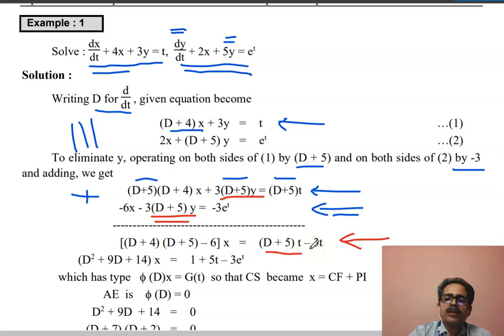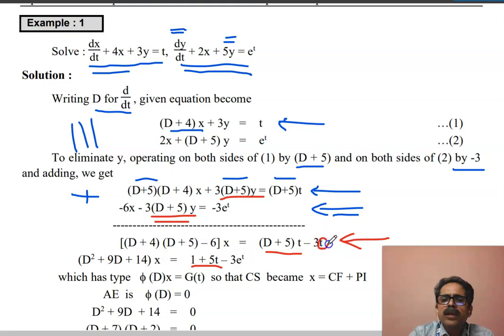So when you take the term wise action, what will happen? First term becomes Dt. Dt means derivative of t with respect to t, that is 1. And second term action means just multiplication, 5 into t. That's why when D plus 5 acts on t, we get 1 plus 5t minus 3 e raised to t. Actually here I should say minus 3 e raised to t. By mistake this is missing.